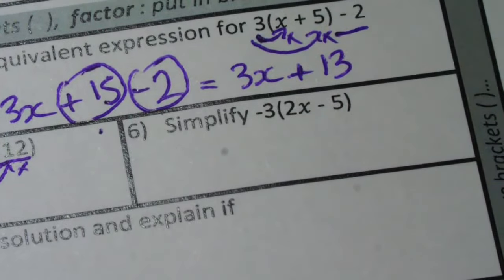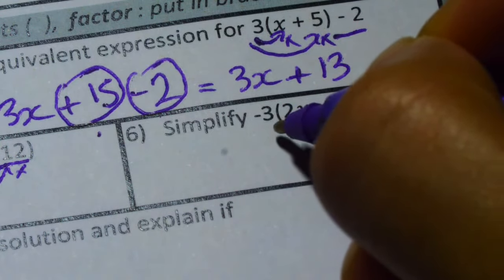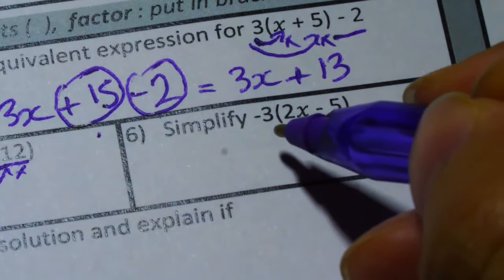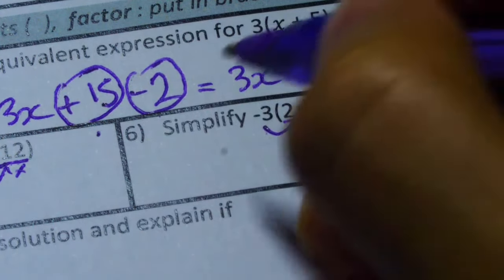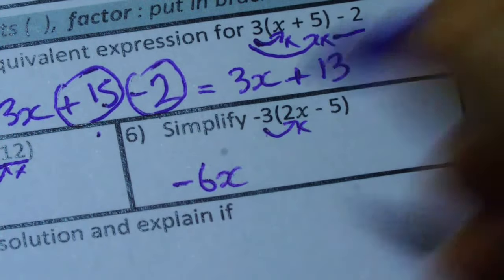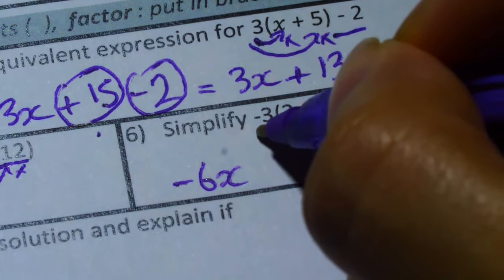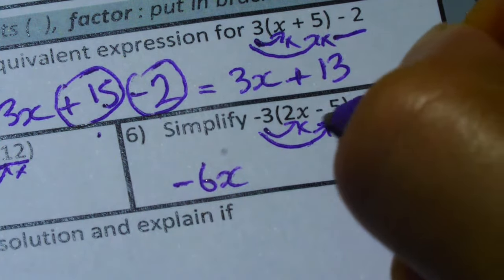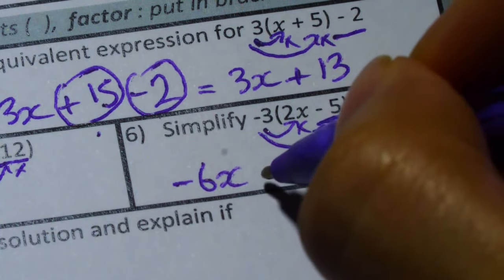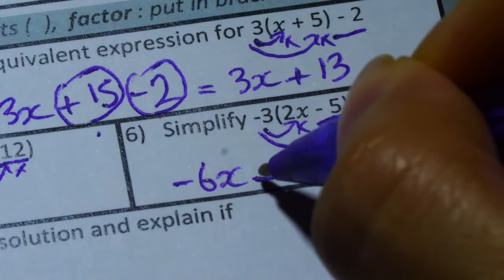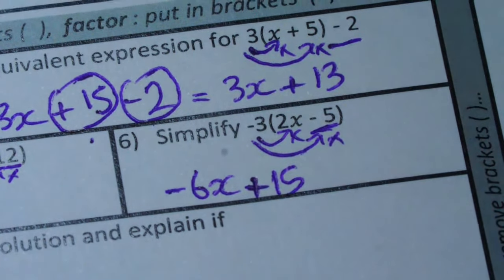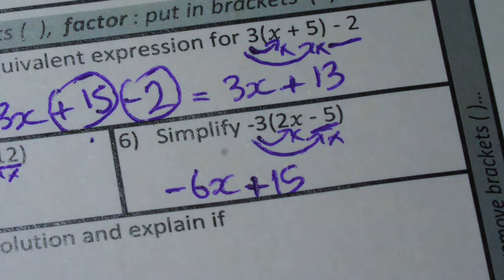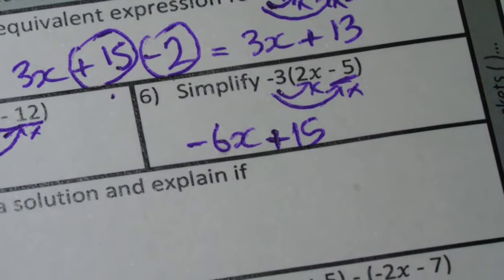Okay, question number 6, same thing again. Outside the brackets, we have a minus 3 this time. So minus 3 times 2x is minus 6x. Minus 3 times minus 5 is plus 15. Minus 3 times minus 5 is plus 15.